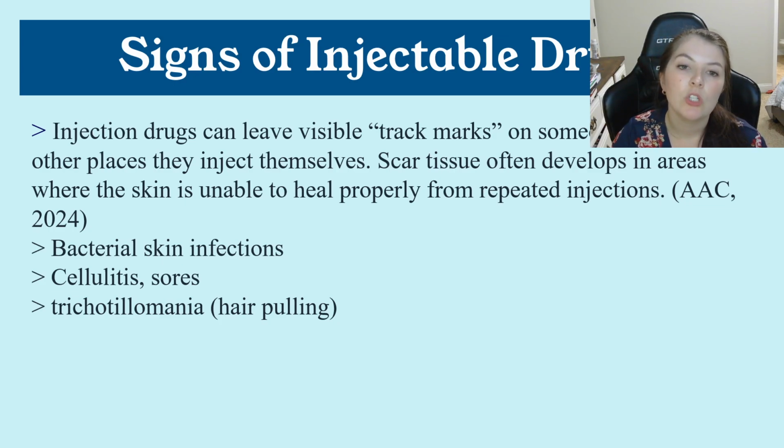But the repeated injections over time just cause scar tissue to form in these areas, and that is what's known as a track mark. This is very dangerous. It can cause bacterial skin infections, cellulitis, sores, and another symptom that someone using an injectable drug might have is called trichotillomania. This is known as hair pulling, where they will actually pull their hair out as a way to cope with the physical or the psychological effects of the addiction to this drug.